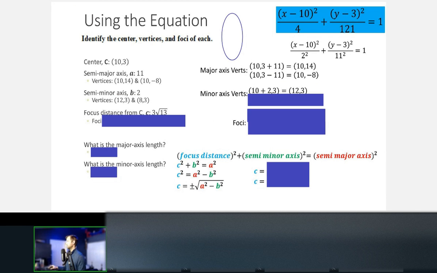And same thing. From your center, 10 comma 3, you are going left and right 2 units. So that's the x direction. So you're adding and subtracting 2 for the x coordinate, and that's how you get those. And then what are your two focal points?